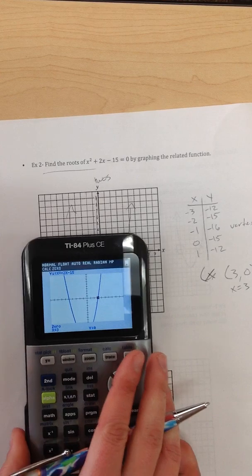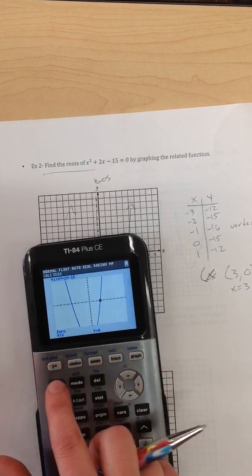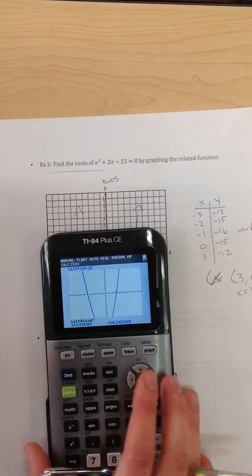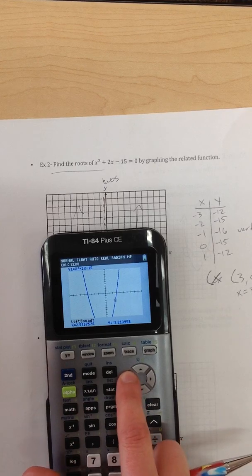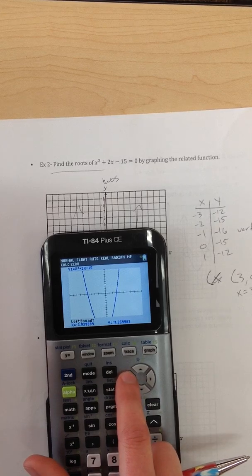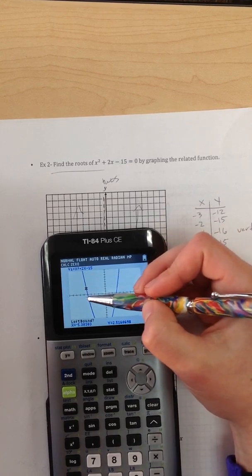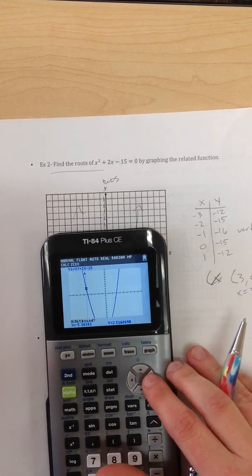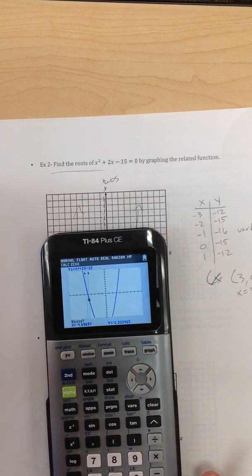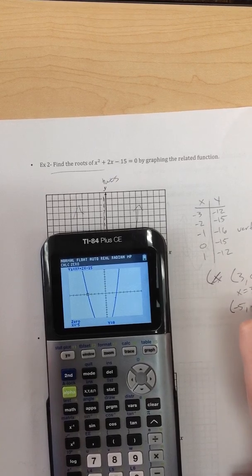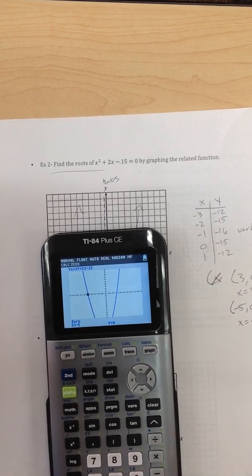Then we want to find that other one. So we would go second trace button, which is calculate, and then down to 0 again. Now we're finding this other one here, so I'm going to have to arrow along that till I get to the other side. And this time my left bound needs to be above it because the left side of that graph is above where it crosses there. So I click enter. Now my right side needs to be below. So I click enter, enter again, and then my other one comes out to be negative 5, 0, or x is equal to negative 5. Okay, so those would be my roots or my solutions.